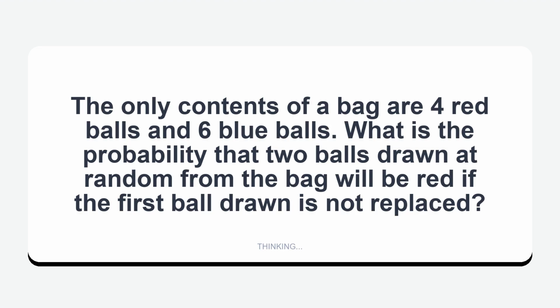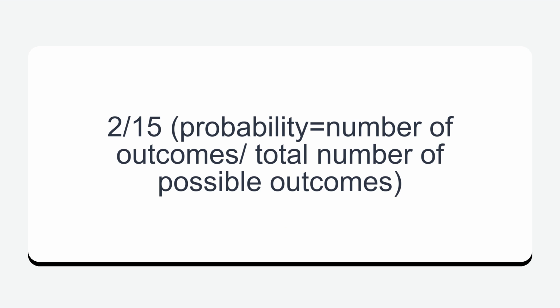The only contents of a bag are 4 red balls and 6 blue balls. What is the probability that 2 balls drawn at random from the bag will be red if the first ball drawn is not replaced? 2/15. Probability equals number of outcomes divided by total number of possible outcomes.